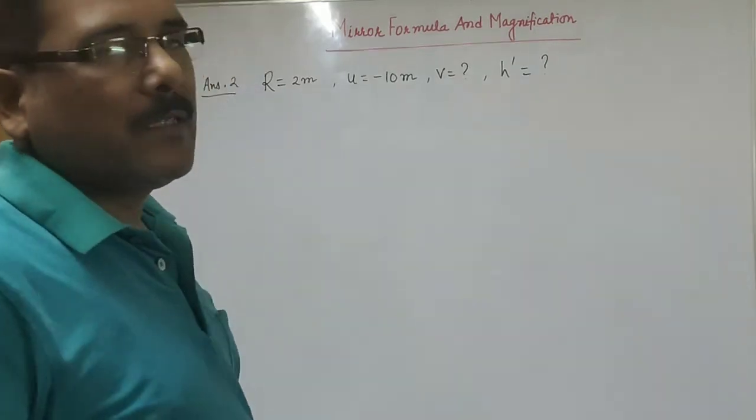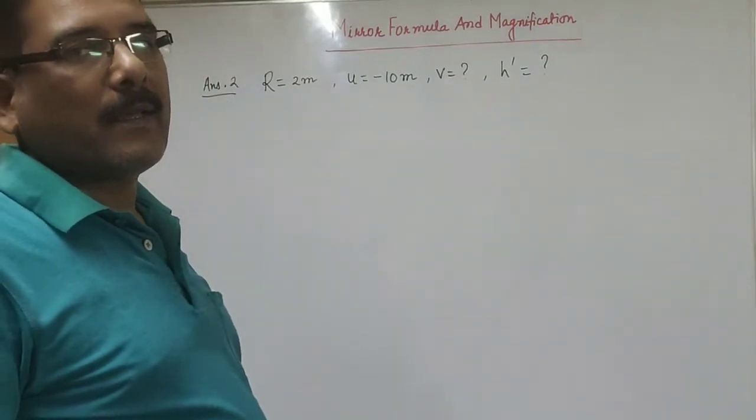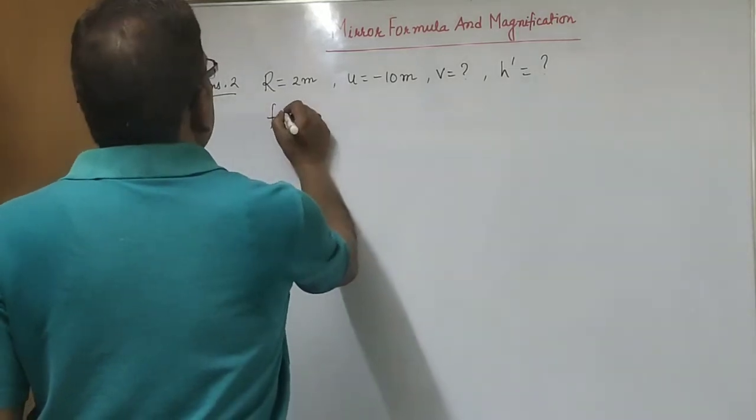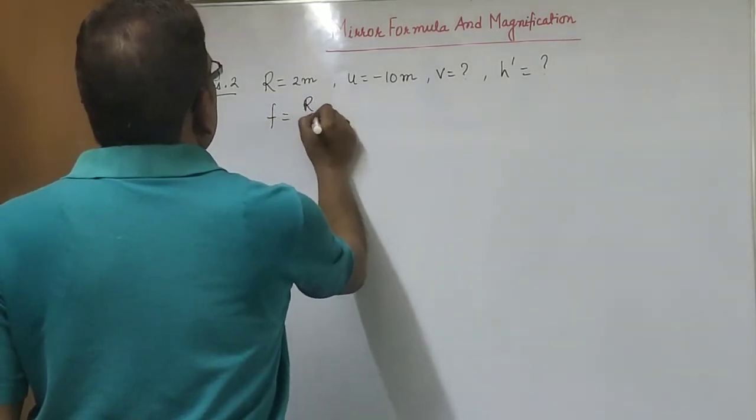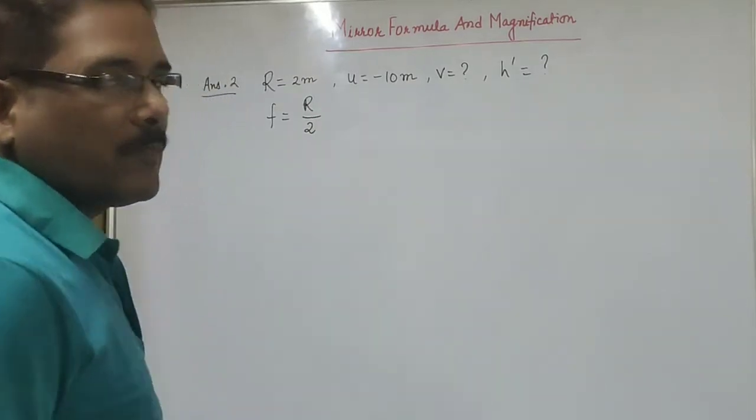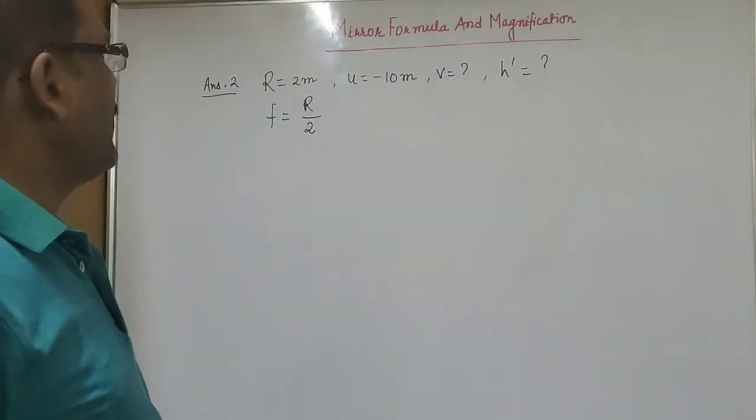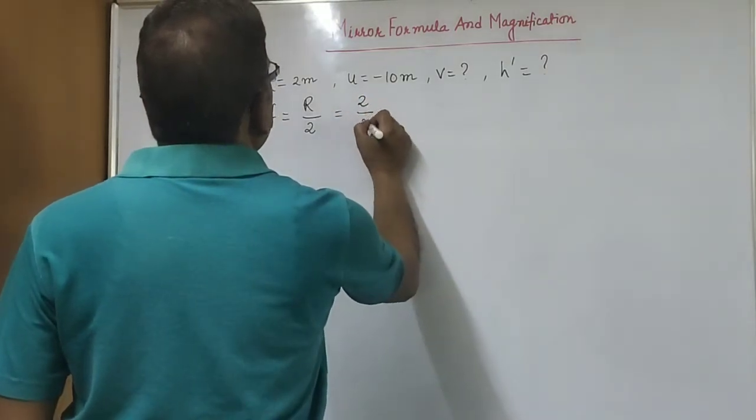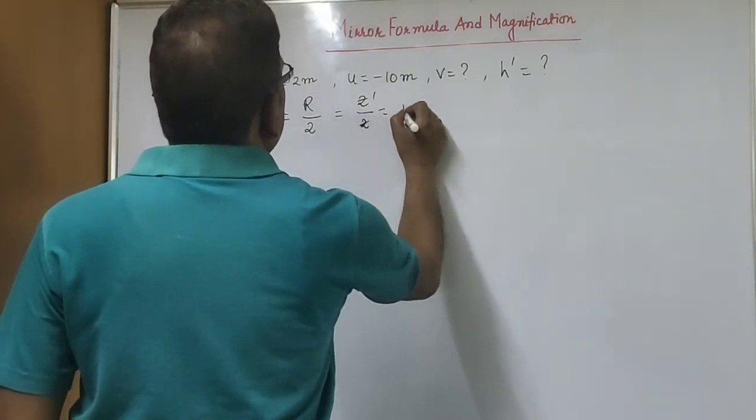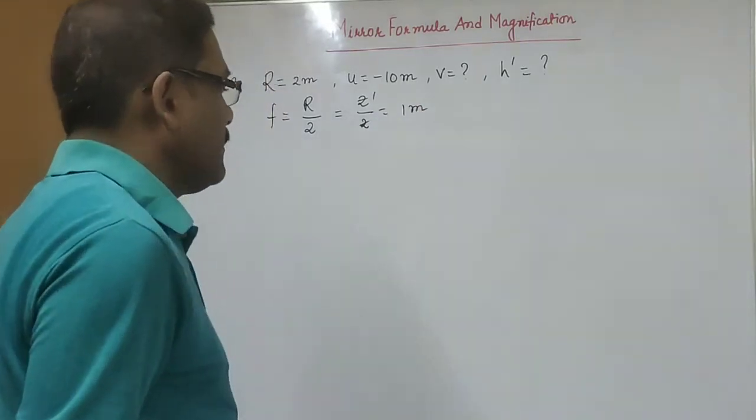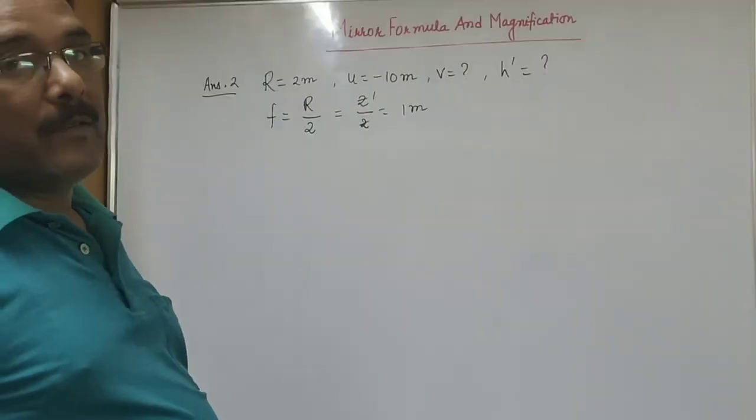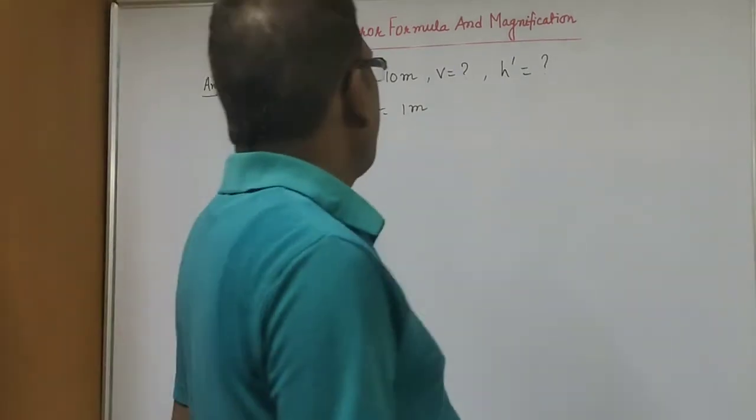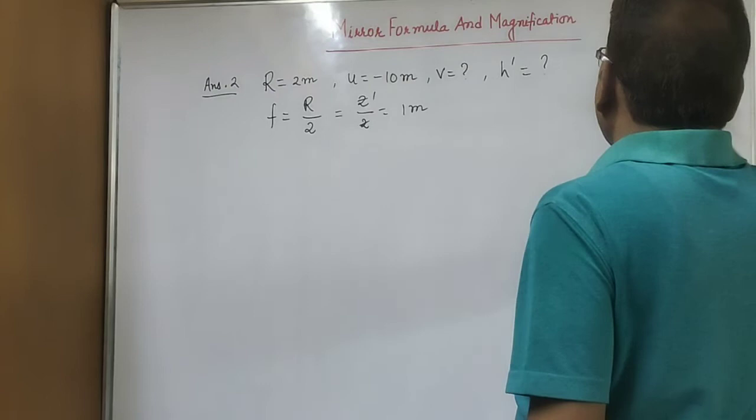So what is the relationship between focal length and radius of curvature? In the previous classes we have discussed that f is equal to r by 2. Focal length is half of radius of curvature. So it will be 2 meter by 2. So focal length is 1 meter. Now it is a convex mirror, not a concave mirror. So in convex mirror, focal length is positive or negative?